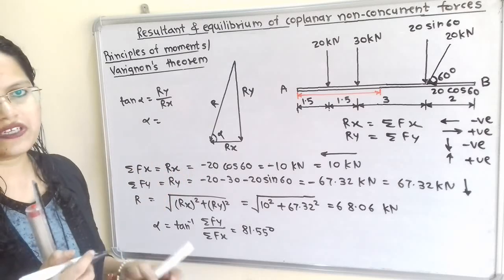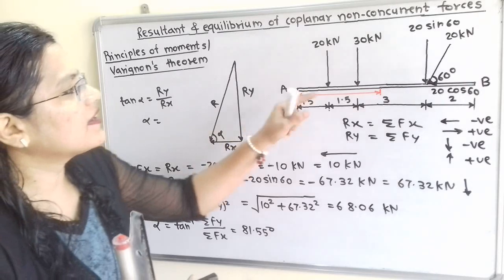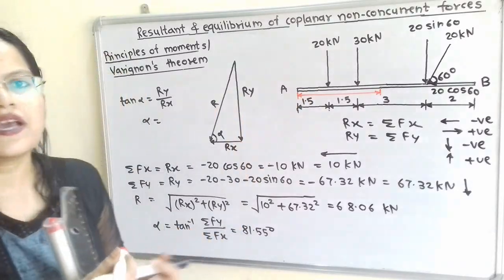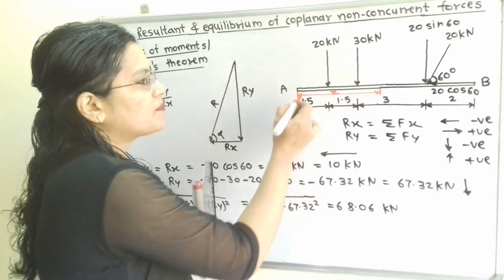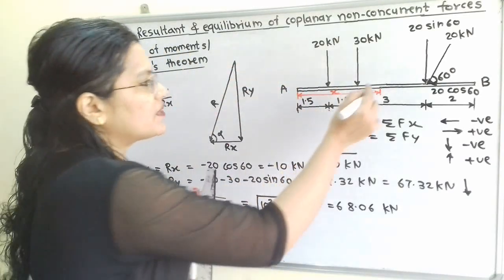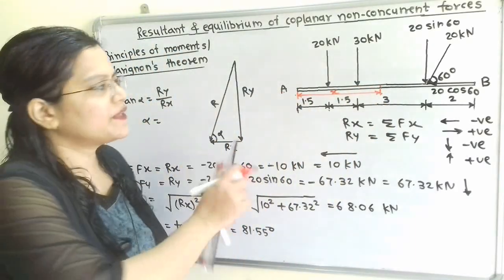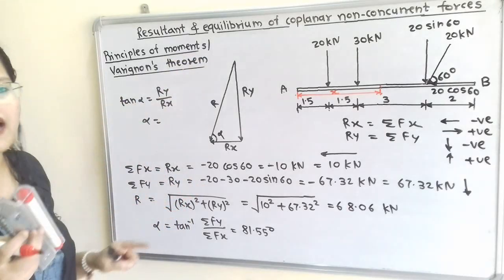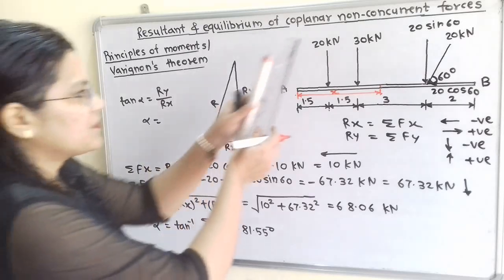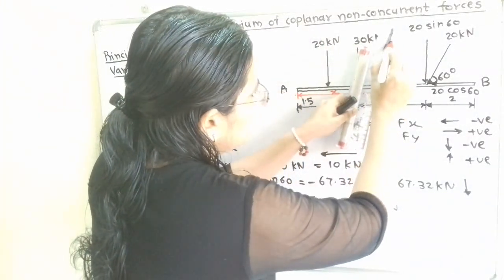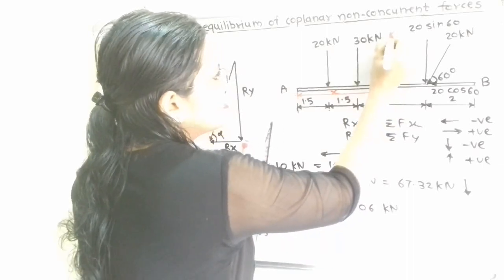Now we have to plot here. So we will take the distance of this resultant R approximately at a distance x, because this value is unknown. So I will take here the distance of the resultant, that is the point of action of resultant, at a distance of x from this point A, and I will show here resultant R. Now resultant R is at an angle 81.55 degree. So I will show here. So this is the resultant R.